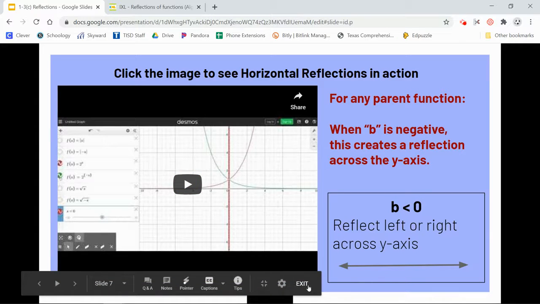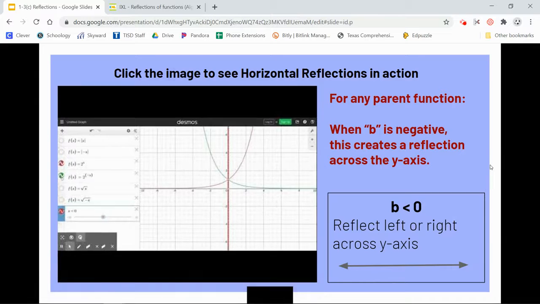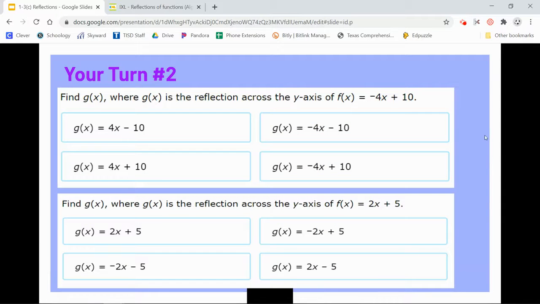Okay, next. Here is your turn. So you have g of x is reflected across the y-axis. Remember, what would be the equation then this time? Okay, if you said negative 4x plus 10, you'd be right.